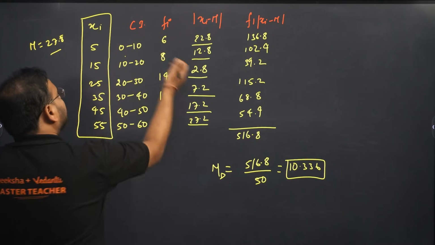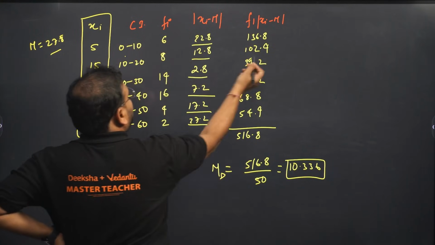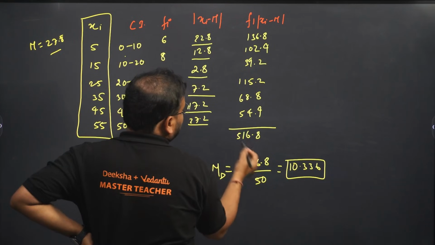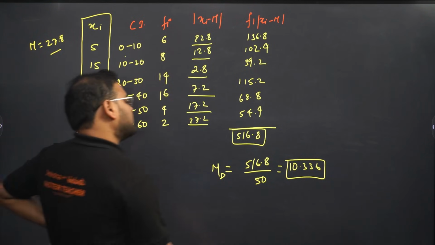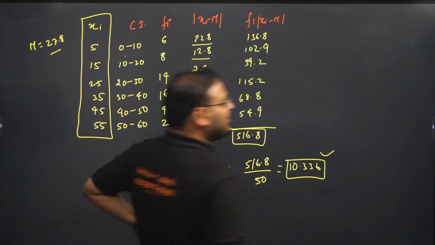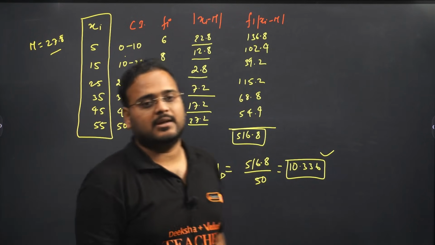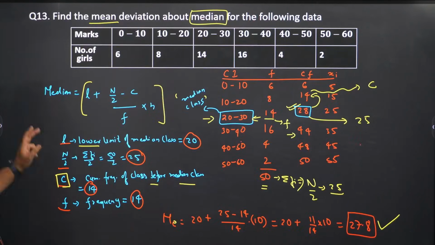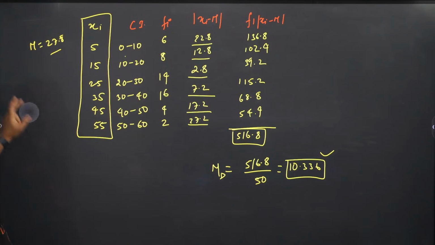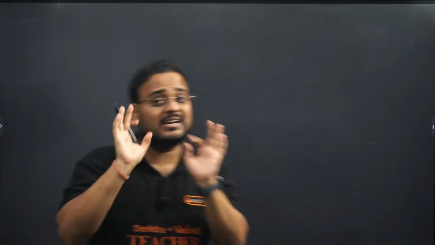Take this product with this. 6 into 22.5, 136.8. 8 into this, 102.4 and so on. Multiply and get the result as 516.8 divided by 50. The n value answer will be 10.336, the value of mean deviation across median. Please check one more time. Got it? Steps are important. You don't have to solve many questions on this, just solve clear ones where you understand the formula and application of formula. That is enough in the statistics.